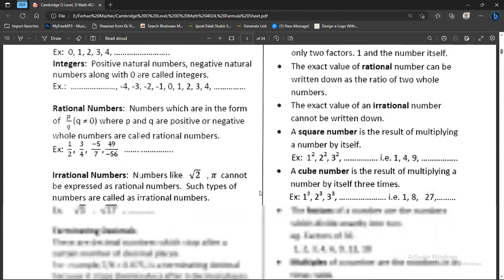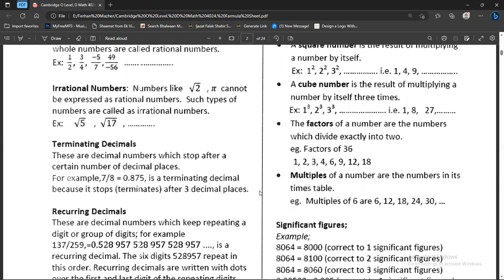So then we have irrational numbers. Irrational numbers are like the square root of 2. Pi cannot be expressed as a rational number. Such types of numbers are called irrational numbers. Especially remember one thing: if you take a prime number and you take its square root, then it will be an irrational number. It's very frequently asked in the O-levels paper to write an irrational number. So take a prime number and put a square root on it, and that will be an irrational number.